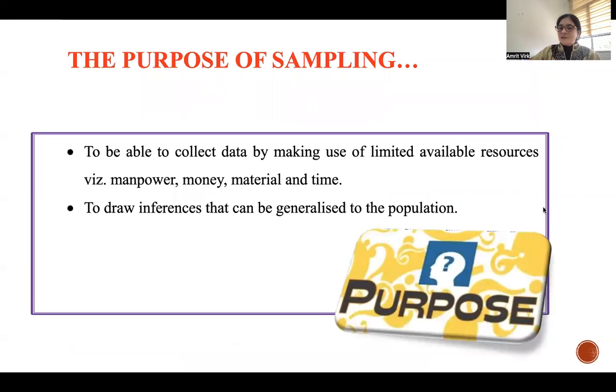The main purpose of sampling in any research is to help the researchers collect data by making use of the limited available resources. And these resources could be in terms of money, material, manpower, and time. And also, another main purpose of sampling is that it helps us to draw inferences that we can generalize to the population.